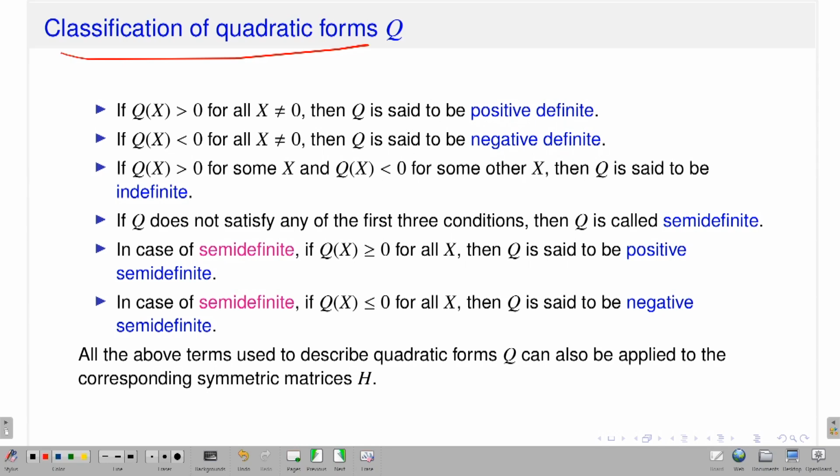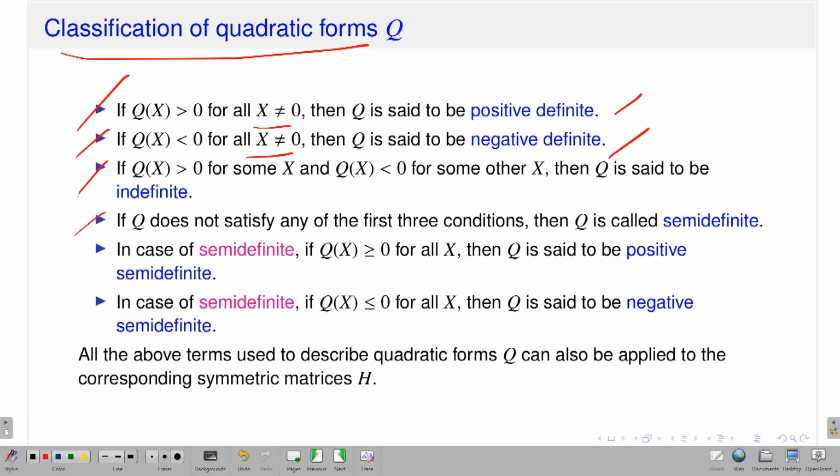Now, quadratic form I have defined. I am starting with a symmetric matrix, I am associating a quadratic form, a few examples I have given and some properties I have discussed. Now, this is the classification. It says that if Q(x) is strictly positive for all x non-zero, then I will say that Q is positive definite. If Q(x) is negative for all x non-zero, this is called negative definite. If at some point Q(x) is positive and at some other point it is negative, then Q is said to be indefinite. Positive definite means it should be strictly positive for all x non-zero. Negative definite means it is strictly negative for all x non-zero. Indefinite means at some point x it is positive, at some point x it is negative.